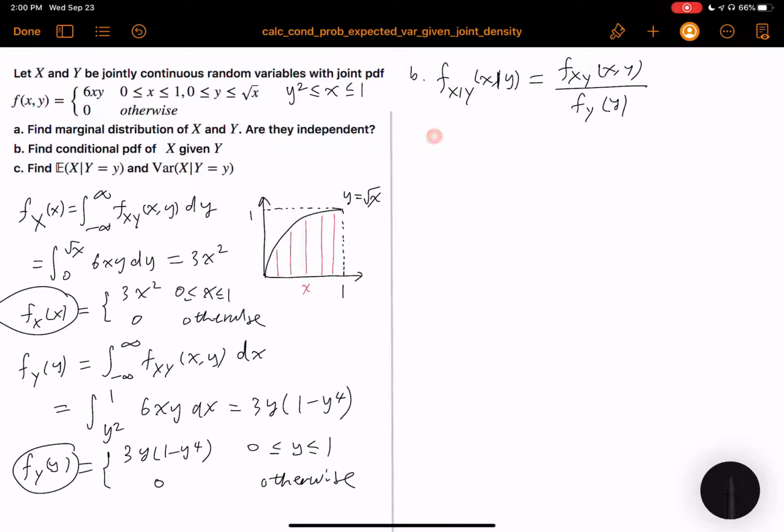We can just plug in because we know that f(x,y) is equal to 6xy. So it's 6xy. And f_Y, we just calculate the marginal density here. It's 3y times (1 − y to the fourth). So it's 3y. So this is 2x, because you can cancel this. 2x divided by (1 − y to the fourth).